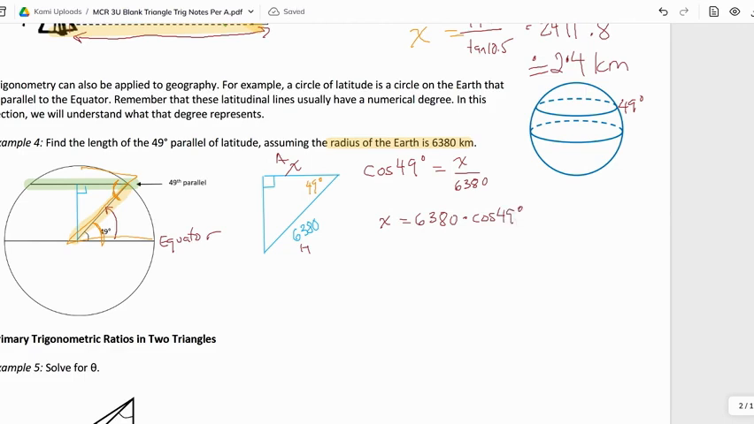Liam, are you figuring out your calculator? Pardon? Okay. Yeah, it's just going to take some habit making of putting the angle in first.